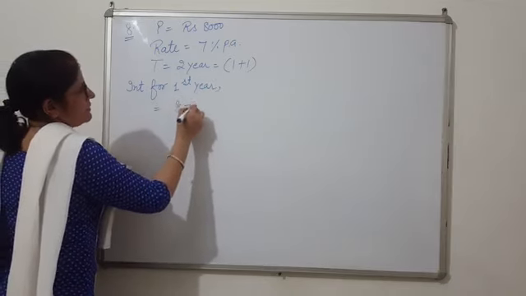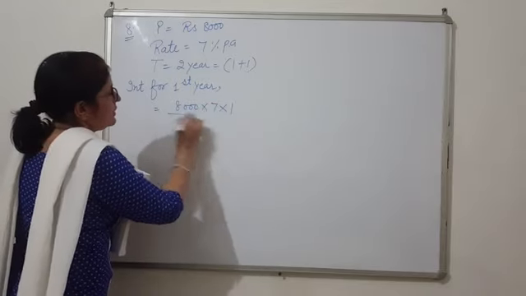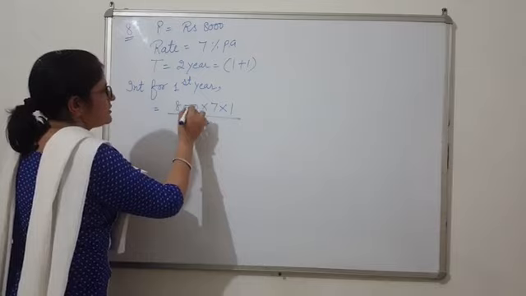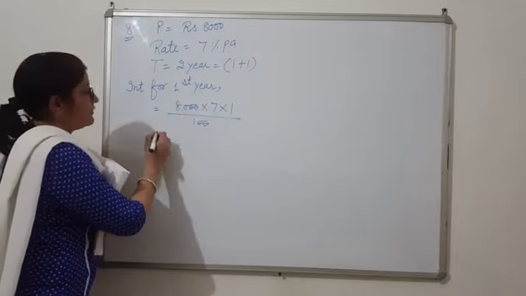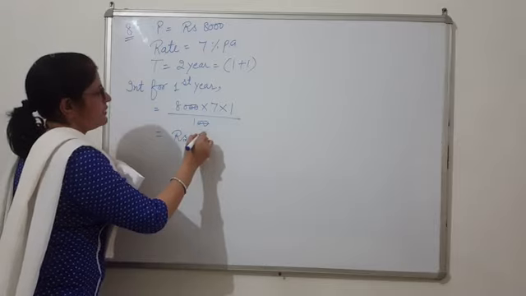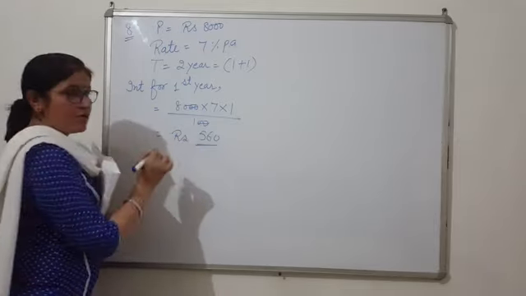Principal 8,000, rate 7%, time 1 year, upon 100. These 2 zeros will be cancelled. We multiply 80 with 7. What will we get? 560. 8 sevens are 56. So this is the interest for the first year.